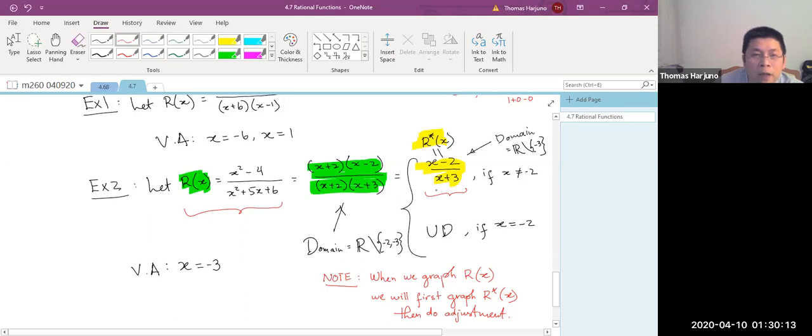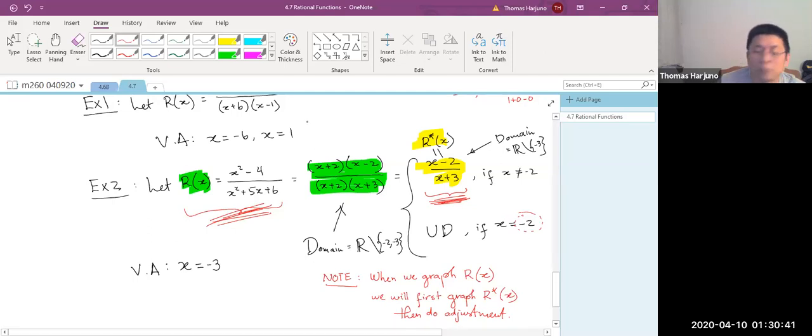Okay, in fact you can see that the Y-intercept here is the same as the Y-intercept here. The X-intercept here is the same as the X-intercept here. The domain here will be the same as the domain here, except at this one point, the part that they cancel. But everything else, they are the same.